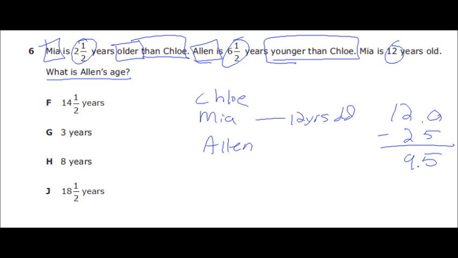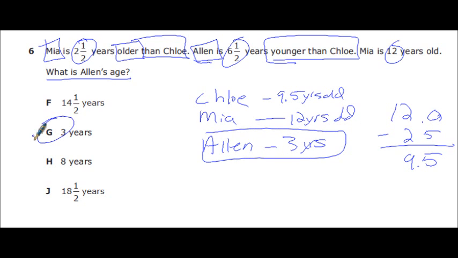So that means that Chloe, right here, Mia is 2.5 years older than Chloe, so Chloe must be 9.5 years old. Now we go back to Alan. Alan is 6.5 years younger than Chloe. So I take this number here and I subtract 6.5, and when I do that I get an answer of 3 years. 9.5 minus 6.5 gives me 3. Alan's 3. Your answer must be G.